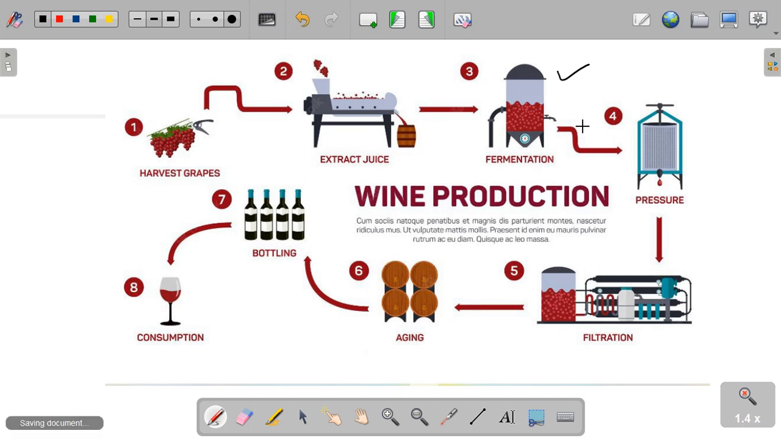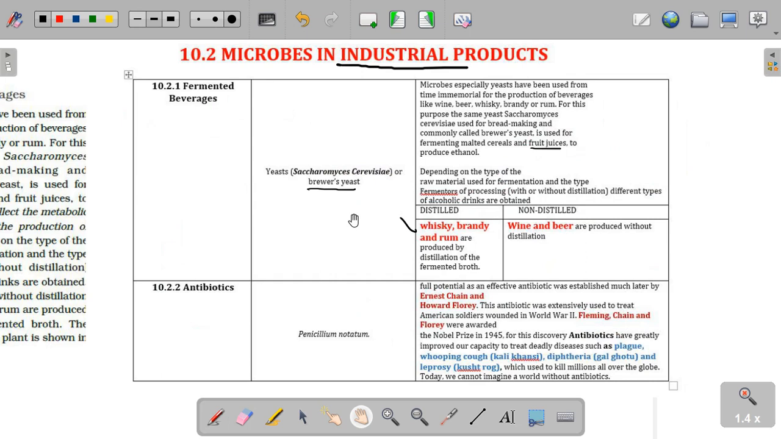And then that undergoes pressurization, and then after that filtration, separating the pulp and whatever is not required, and then it can be stored in huge barrels, and it can be bottled and given to the public. So this is the place where you can say the microorganisms are utilized for the fermentation process, and the organism is Saccharomyces cerevisiae. Remember, this is very important for a 2 mark question or 1 mark question.